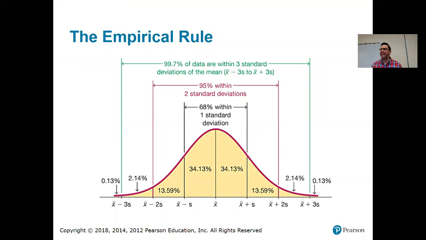The 68, 95, 99.7 are kind of rounded. But if you're doing a problem where you have to use the empirical rule, it's perfectly fine to use the rounded off numbers that we just came up with.